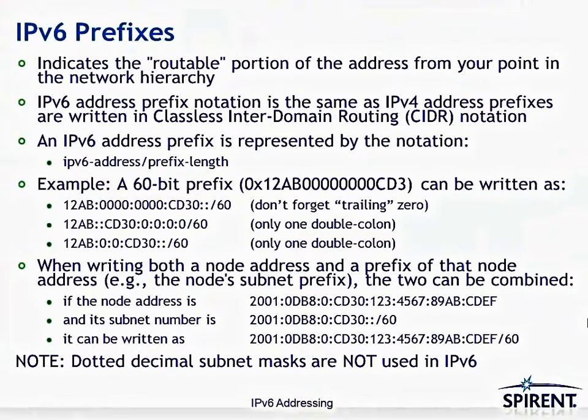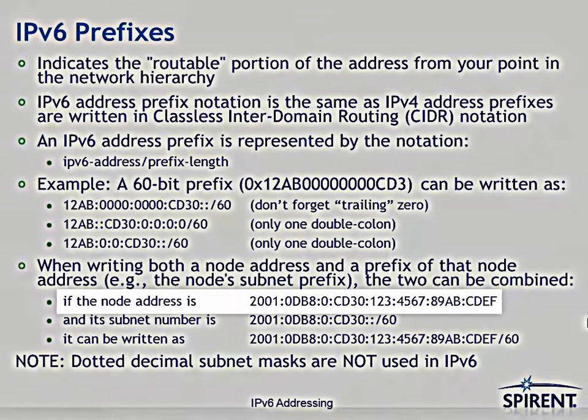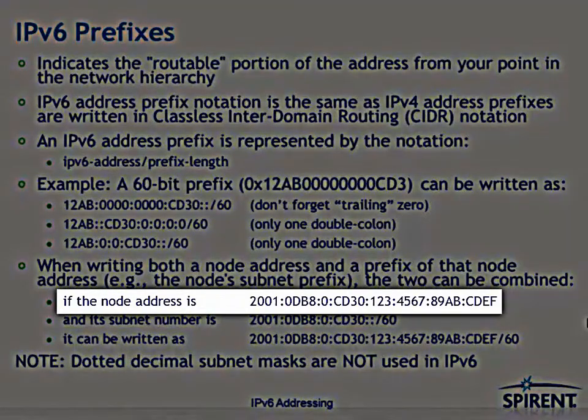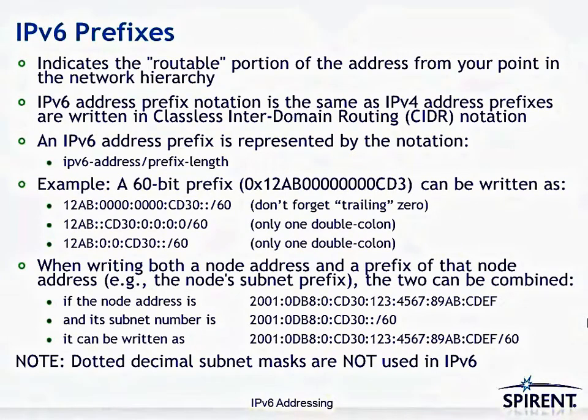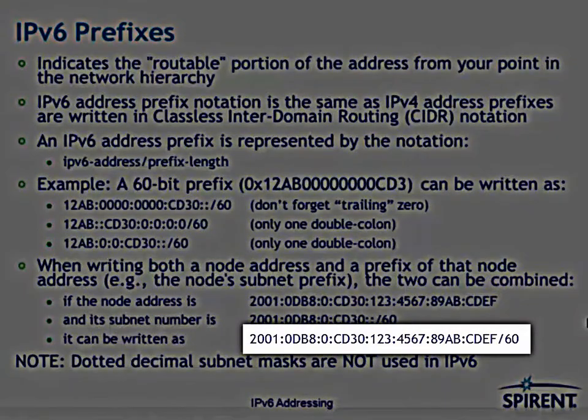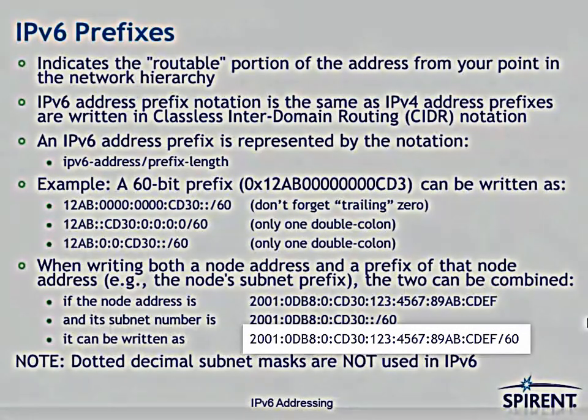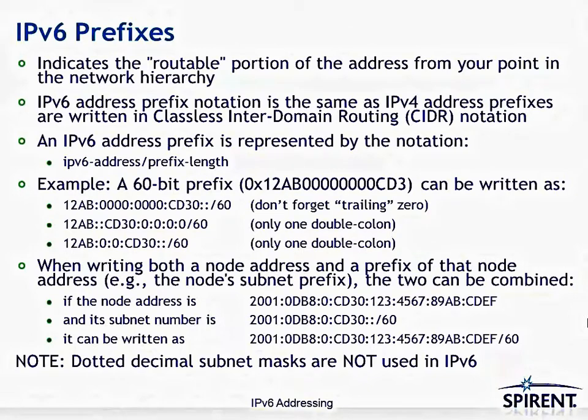In certain cases it's beneficial to write the entire node address and indicate its prefix too, so you can combine the two concepts. If the entire node address is as depicted in the first example below, and its subnet was as depicted in the previous example with the 60-bit prefix, then the entire address can be written out /60. Keeping in mind that with IPv6 there was never a concept of a dotted decimal subnet mask.